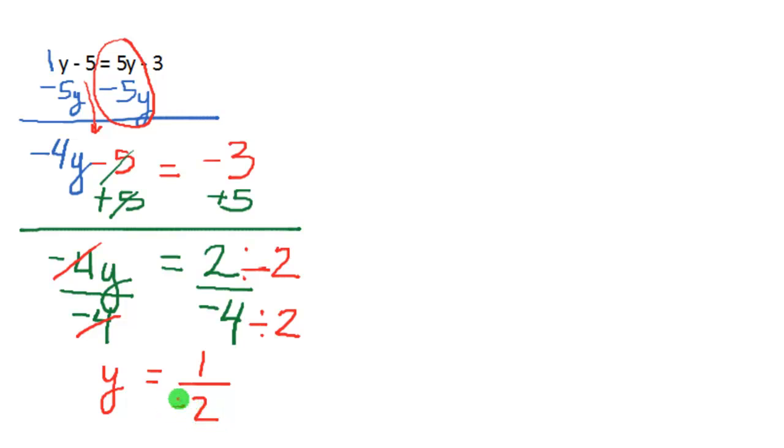And you know, we don't want to leave a negative in the denominator of a fraction. So a positive 1 divided by a negative 2 is a negative. So we just put the negative in front of the whole fraction. It means the same thing.